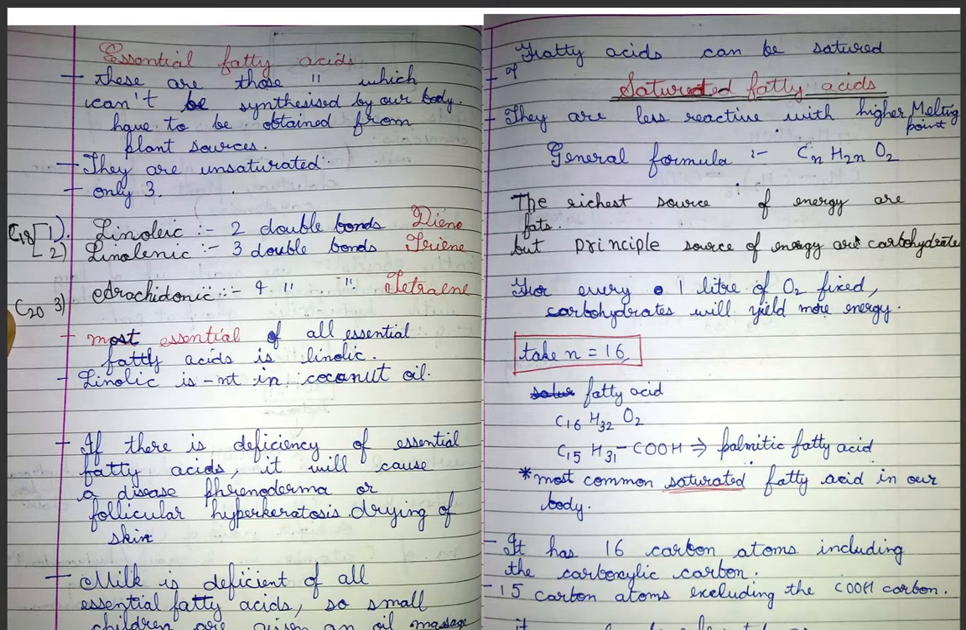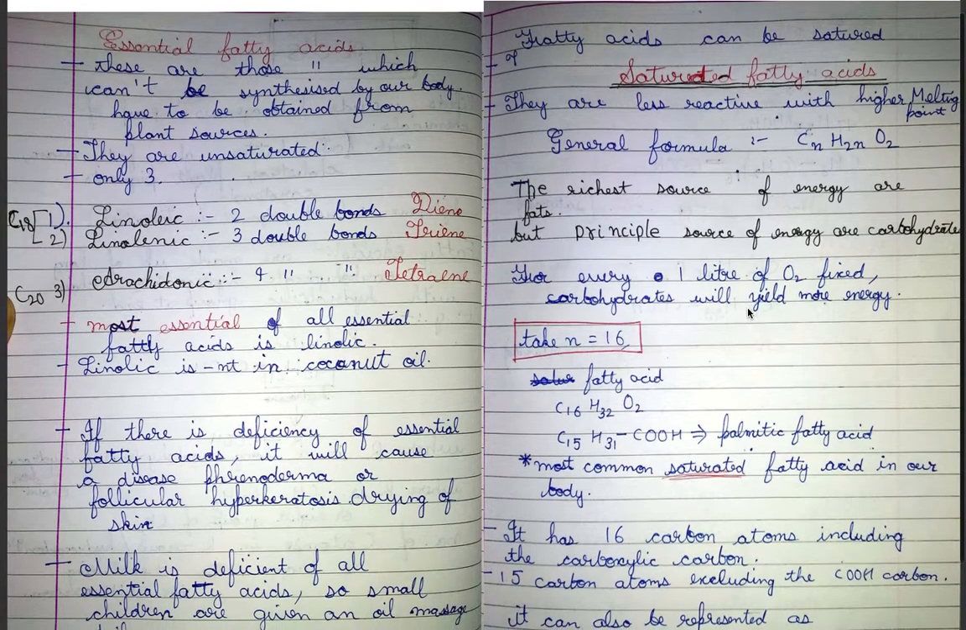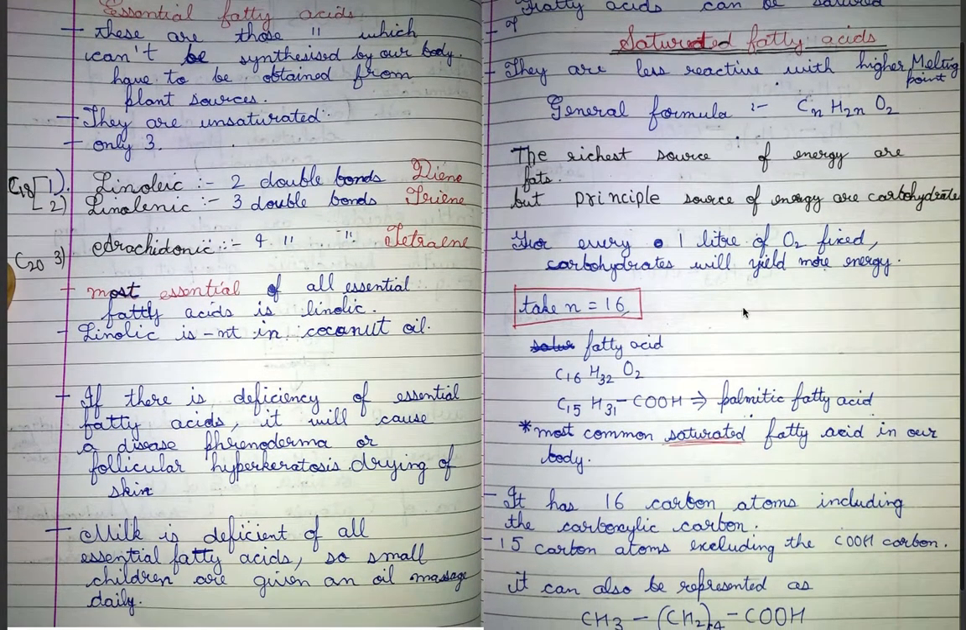Now, per molecule, the oxygen present would be very less. Only two of them are oxygen, and the rest may be 16, 18, and so on, but oxygen is very limited. Since less oxygen is there, less oxidation would occur, and less energy would be taken out from the saturated fatty acids. So for every 1 liter of oxygen, carbohydrates yield more energy.